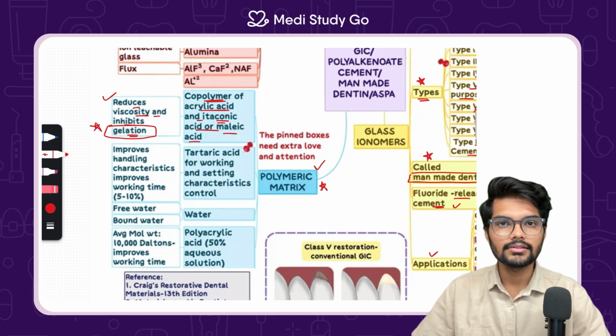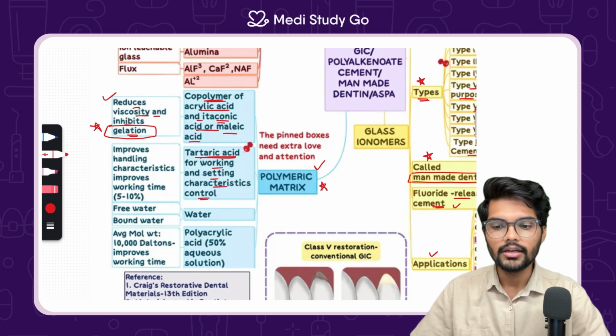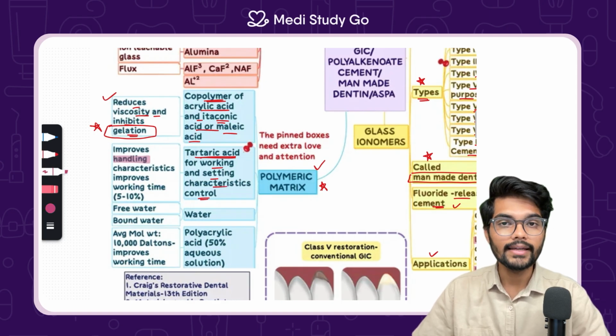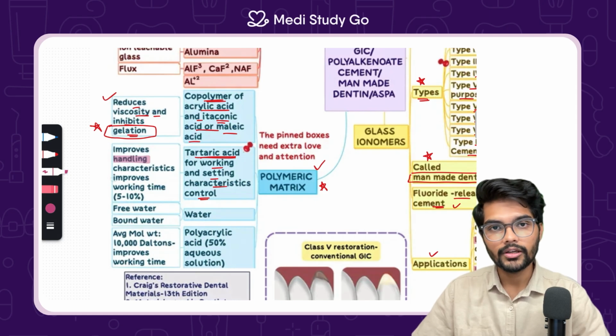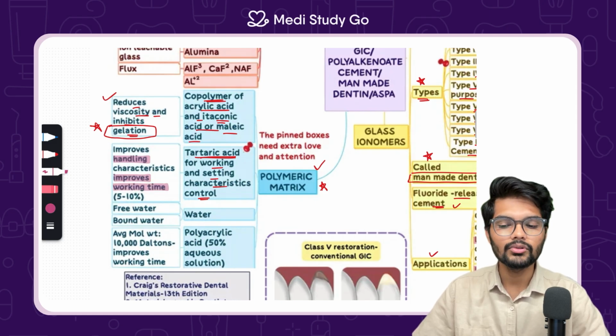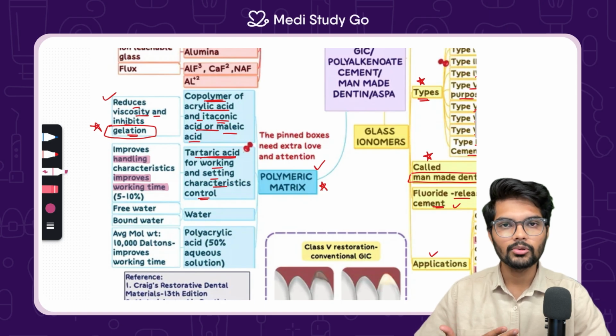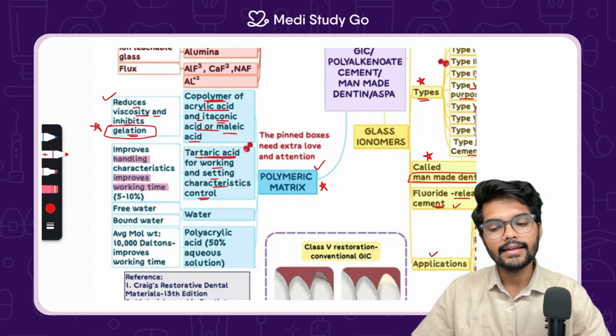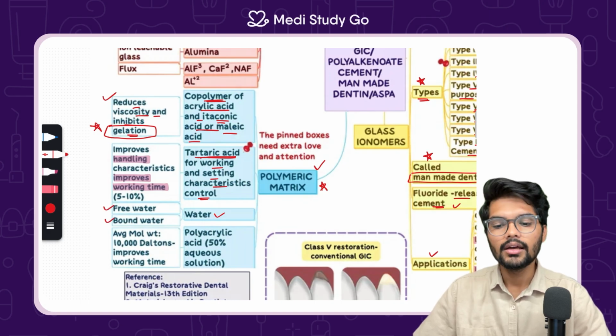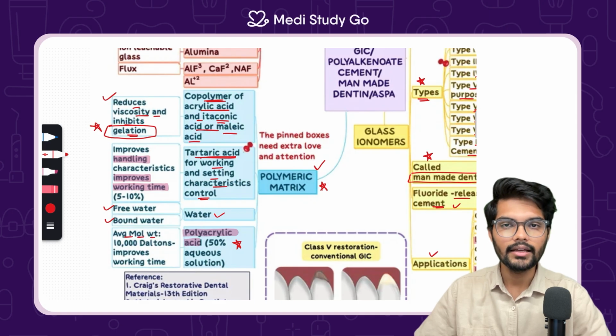It also consists of tartaric acid for working and setting characteristics control. So it is going to improve the handling, and it is also going to improve the working time, and the actual composition is about 5 to 10 percent. Then it consists of water, and that can be free water or bound water. And finally, we have polyacrylic acid, which is about 50% of the aqueous solution, and that is again going to improve the working time by inhibiting the gelation.